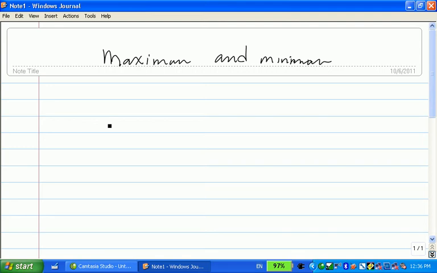This video is about how to find the maximum and the minimum for functions that depend on two variables. Before we talk about how to find the maximum and the minimum for a function of two variables, let's recall what we did before. How do we find the maximum and the minimum for a function of one variable?